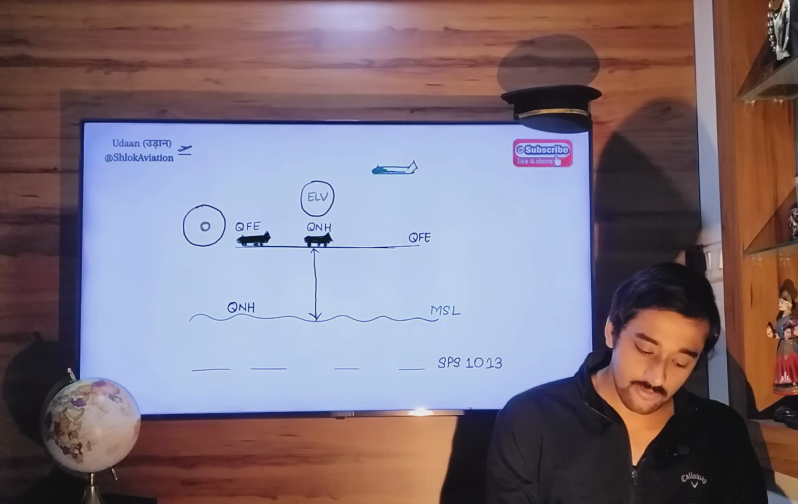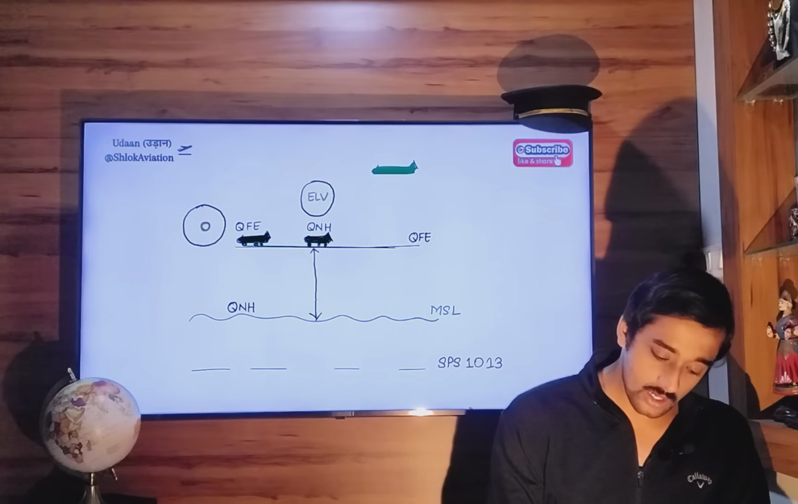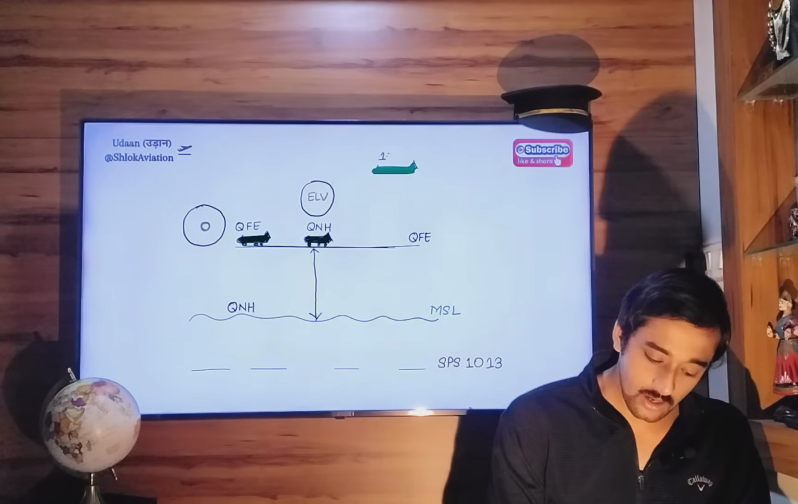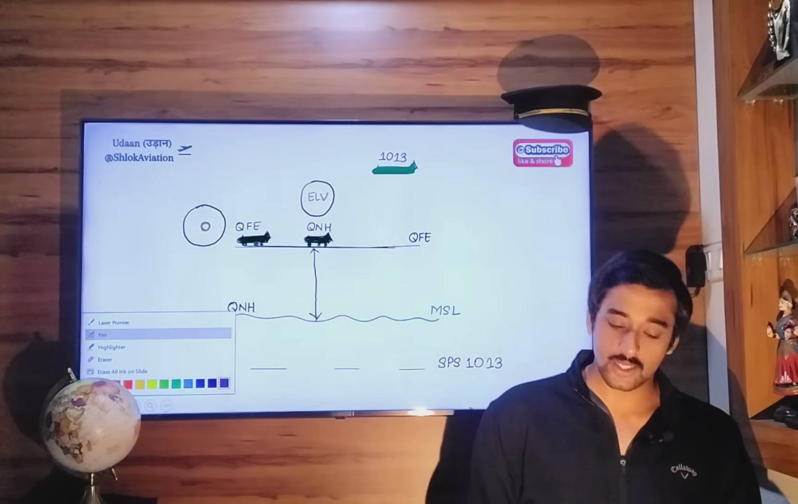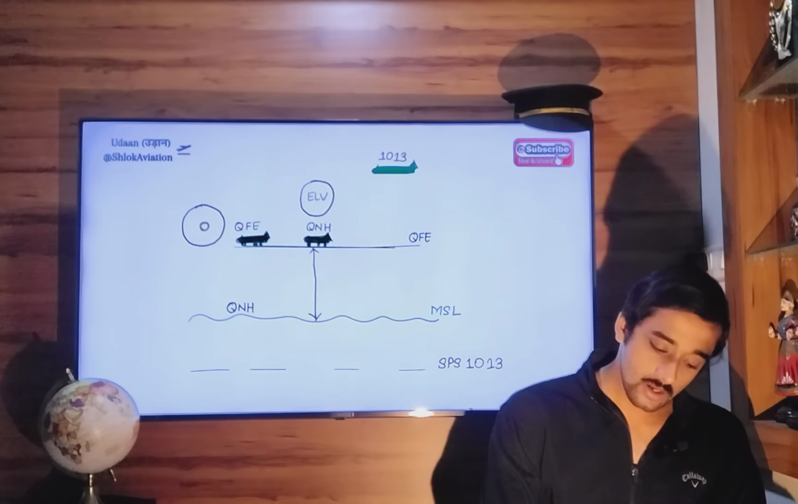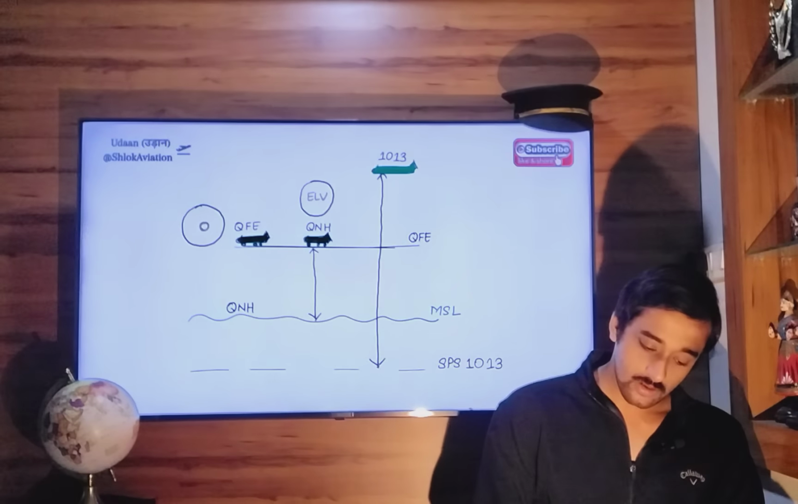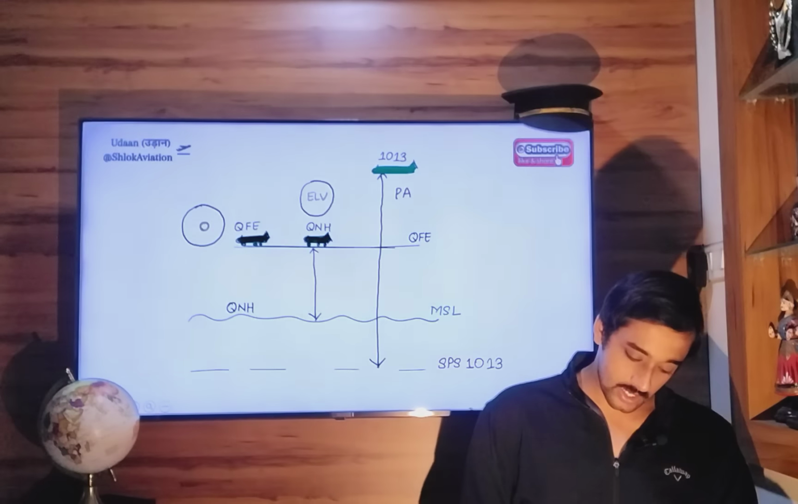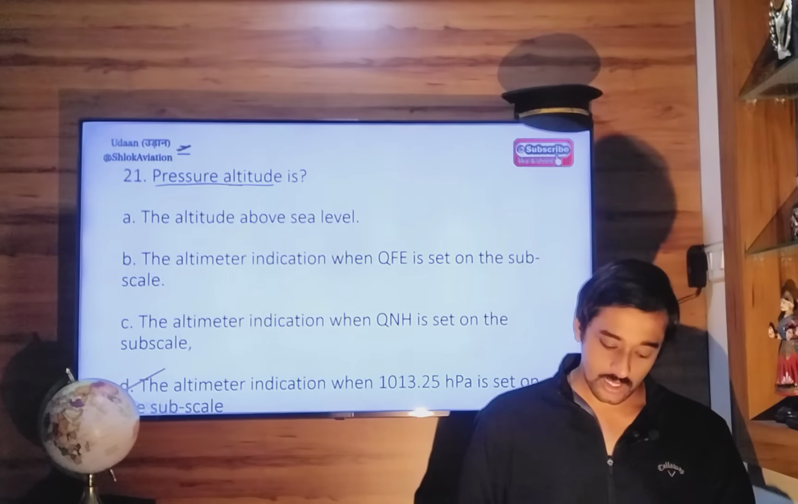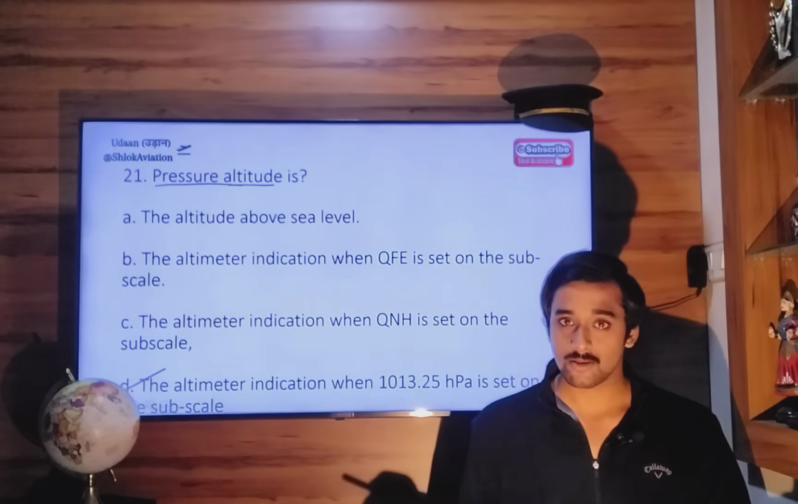Now let's consider another aircraft which is in the air. Now this aircraft has put standard pressure setting 1013 in its altimeter setting window. So the vertical distance shown by this altimeter will be from standard pressure setting 1013 pressure level. That will be called pressure altitude. So pressure altitude is nothing but altimeter indication when 1013 is put in the subscale.